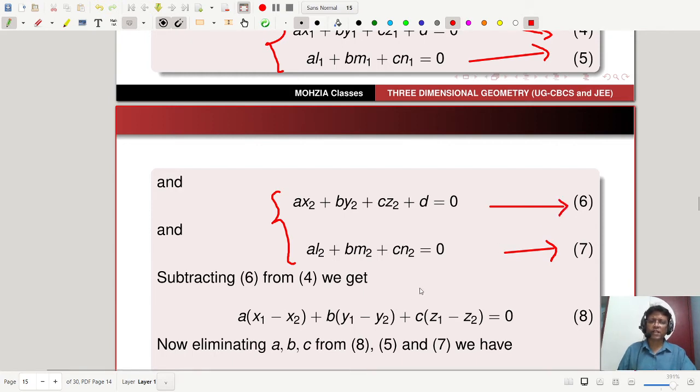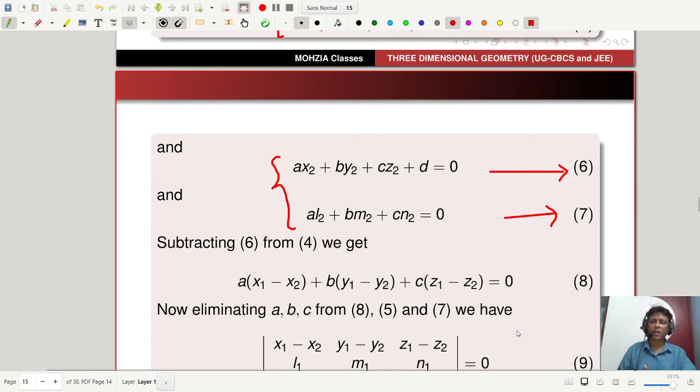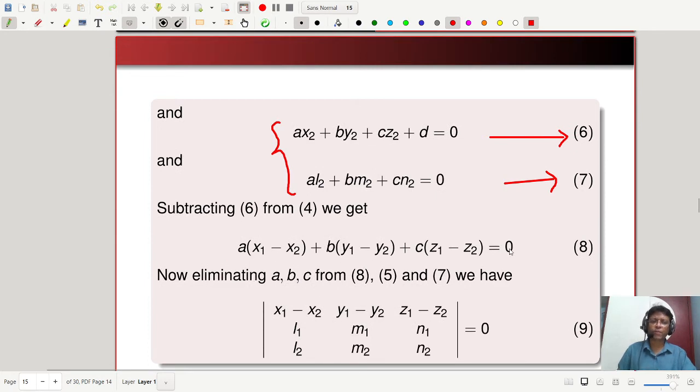So subtracting 6 from 4, what is your 6? 6 is ax2 + by2 + cz2 + d, and 4 is ax1 + by1 + cz1 + d. So if you subtract 6 and 4, d will be eliminated. So you have a relation between a, b, c. That is equation 8.